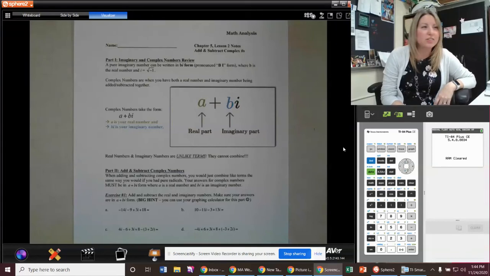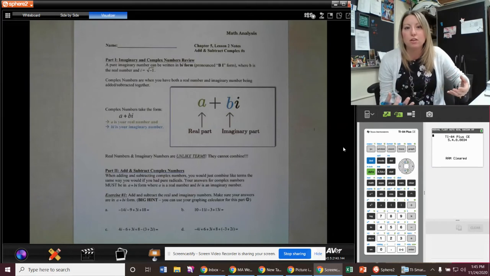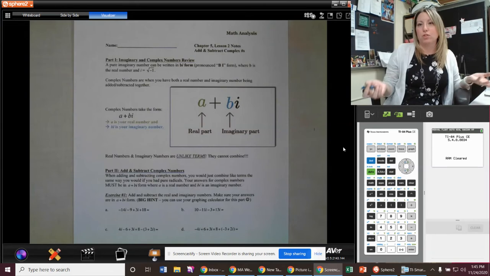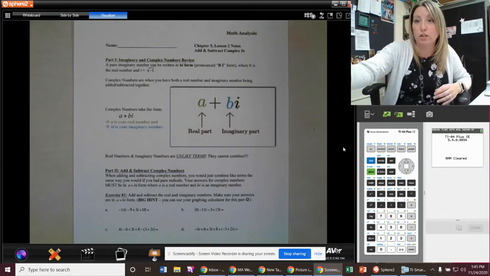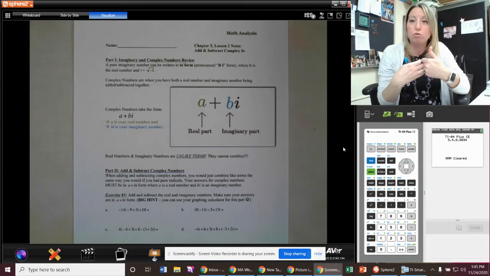Math Analyzers, and welcome to your Chapter 5 Lesson 2 notes on adding and subtracting complex numbers, right? So we're looking at imaginary numbers now added with a real number. And the fact that imaginary numbers and real numbers are different number sets is really what we need to remember. We need to recall that they're just not going to truly combine or add any further.